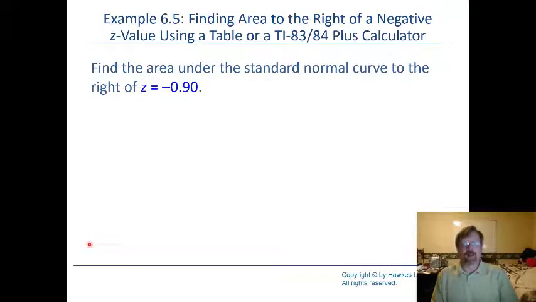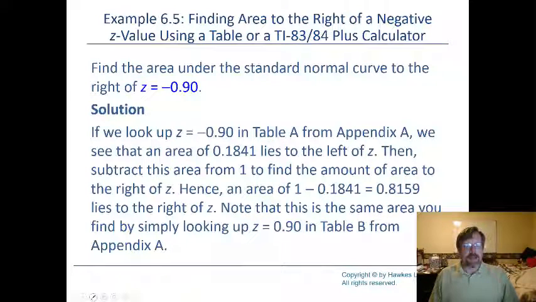All right, so let's do another example. Let's find the area to the right of negative 0.9. If you've got your textbook handy, go ahead and pause and do that, and unpause and continue when you're ready. Okay, so a couple of ways to do that.